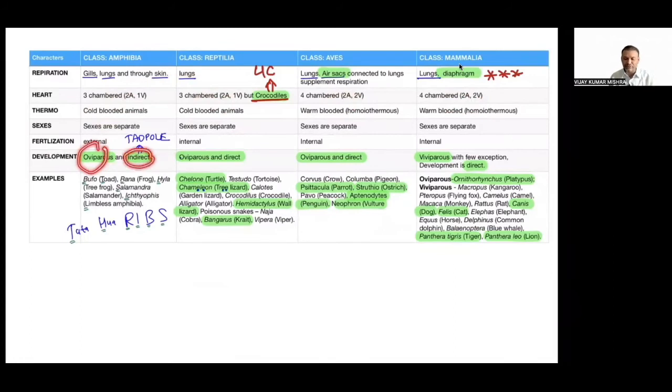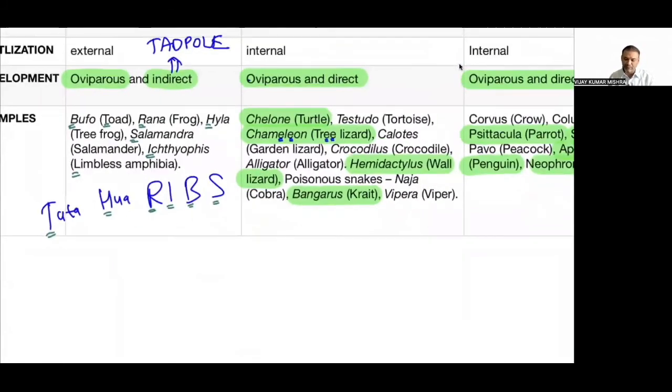Egg will give rise to a larva, that is the tadpole larva. So the development is indirect. Bufo, Rana, Hyla, tree frog, Salamandra, Ichthyophis, limbless amphibian. These are the examples.